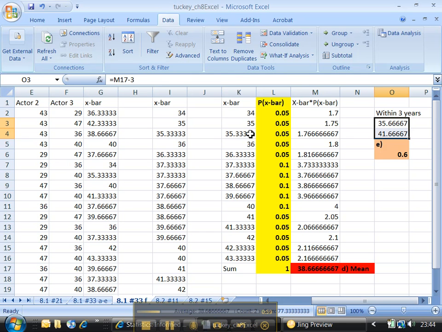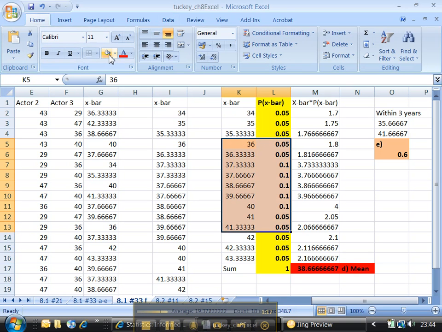So 35.6, 35.3 is too low. That's not within. I want to be within these two numbers, right, in the middle. 36 counts, so that's good. 36, 37, 38, 39, 40, 41's good. 41.3 is okay, but 42 is too high. So let me peach these so you can see them. There they are. Okay, so these are all the sample means that fall between these two values right here.